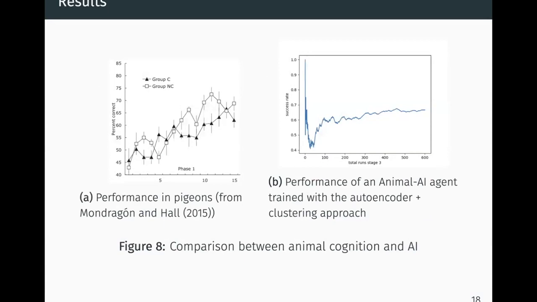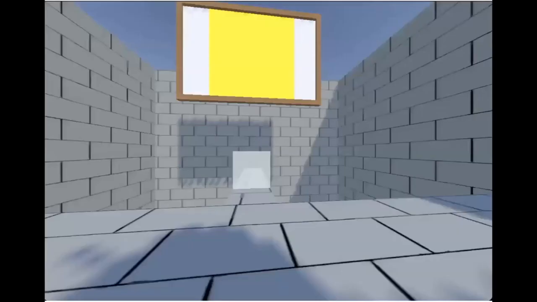So in terms of results, you can see on the left the performance of the pigeons on this task. That's taken from the paper that I mentioned. And you can see on the right that with the first approach, the one that has the autoencoder and then the clustering, it is actually doing as well as the pigeons, which we were quite happy with. That is a success rate of picking the right side and getting the reward. And here is a video of what the agent is doing. This is while the agent is being trained.